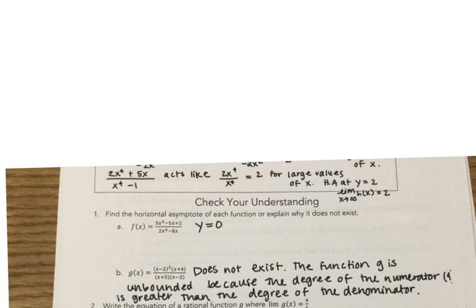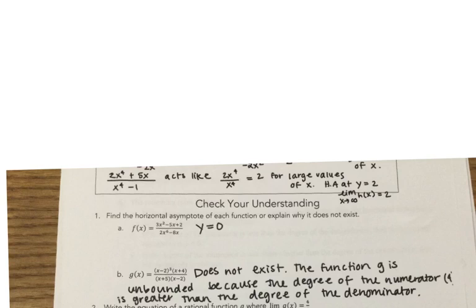2. What's the degree of the numerator? 4. The degree of the denominator? 2. So the question is, where's the horizontal asymptote? Well, the degree of the numerator is greater than the degree of the denominator. We have an oblique asymptote. It's not horizontal. That's the answer. The horizontal asymptote doesn't exist. It's oblique. It's not horizontal.